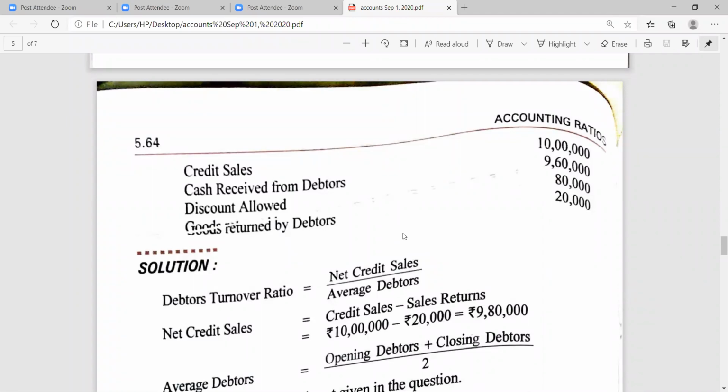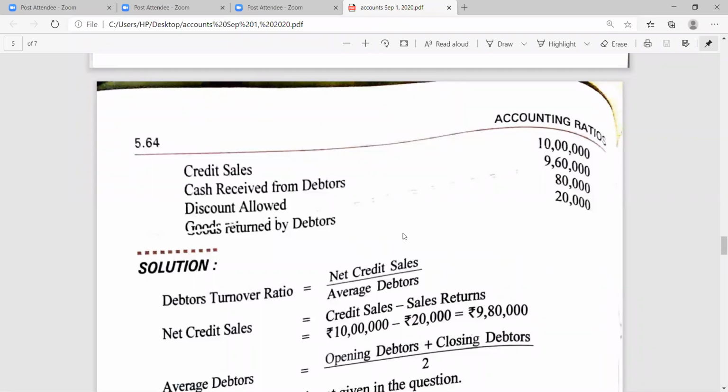I'm asking, are there any sales returns in this question or not? Yes. What is the amount of the sales return in this question, beta? 20,000. Very good. And credit sales are 10 lakh. 10 lakh minus 20,000, we will get our net credit sales. So net credit sales will amount to rupees 9,80,000.